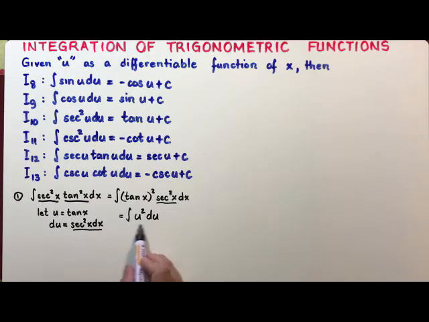And looking at this expression, we can readily apply formula number 4 in the previous video, which is the power rule, that the integral of u squared is just u cubed over 3 plus c. And going back to our original function, the value of u is tangent x. So this is 1/3 times tangent cubed x plus c. So this is our answer for example number 1.